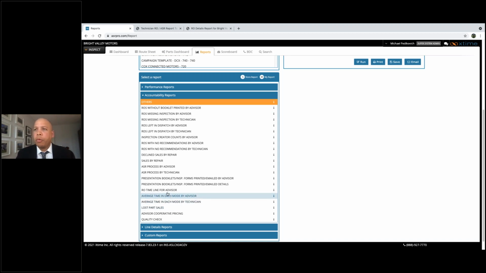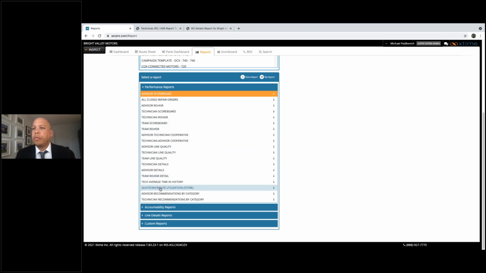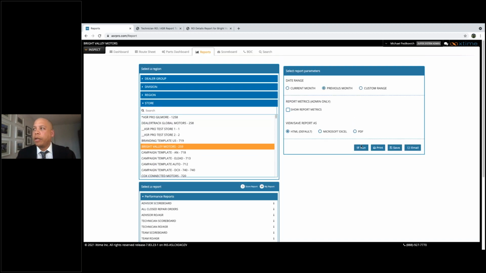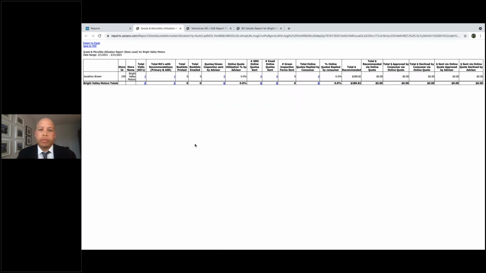I'm going to pull one more up here, and for client services, I just want to show a couple different ones that I think are good. Another one that we typically will lean on is our quote microsite utilization. This shows you how many visits your store will have, how many ROs came in with ASRs, upsells. It shows you your booklets printed, your emails printed, and how many text quotes are sent. So this one's good for dealers that are sending and printing booklets out, but also sending text quotes out.